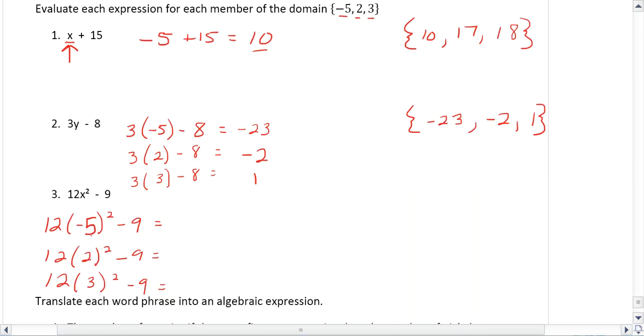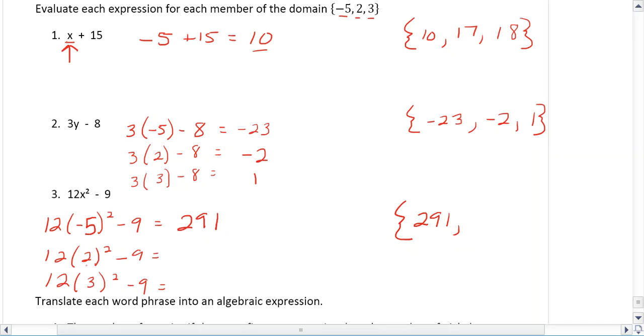So when I put in the -5, please be careful. -5 squared is a positive 25. And so if you multiply that by 12 and subtract 9, you should get 291. So that would be the first element in the range.